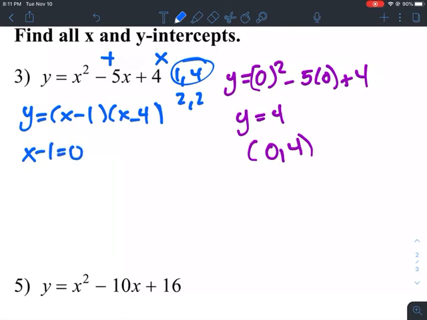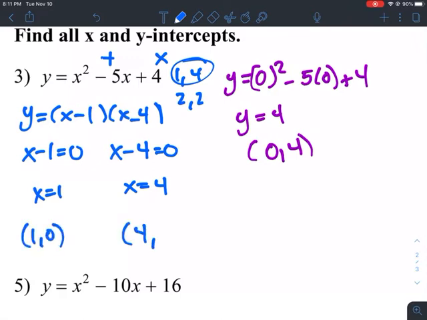So for my intercepts, I set them each equal to 0, since y would be 0, and I just flip the sign. So this parabola touches the x-axis at the points 1, 0 and 4, 0.